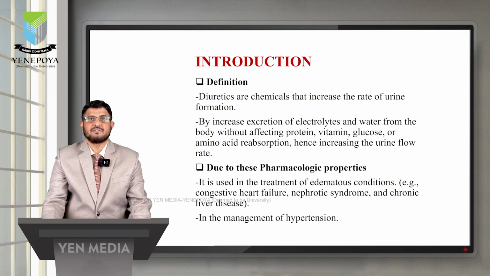So, what is the definition? Diuretics are the chemicals that increase the rate of urine formation. How does it increase the rate of urine formation? By increasing the secretion of electrolytes and water from the body without affecting the protein, vitamins, glucose or amino acid reabsorption, hence increases the urine flow rate. Due to these pharmacological properties, it is used in the treatment of edematous conditions which is caused due to congestive heart failure, nephrotic syndrome and chronic liver diseases. And also it is used in the management of hypertension.